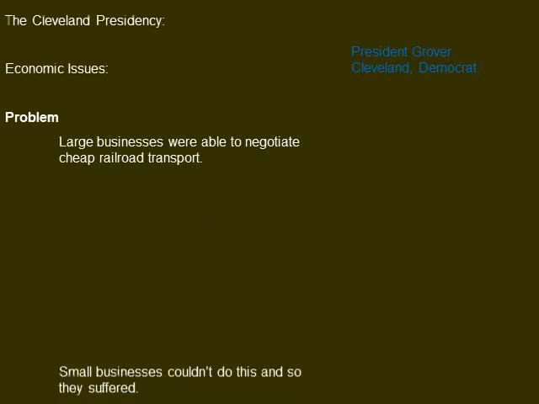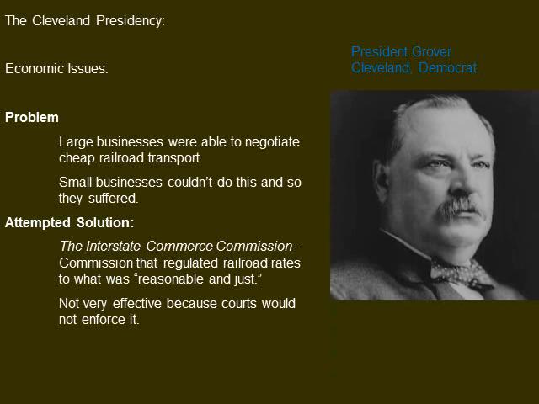When he's president, there are problems and attempted solutions. So he has an economic issue, the problem. Large businesses were able to negotiate cheap railroad transportation, but small businesses couldn't do this and suffered. This was one thing that people thought the government should try and solve. And the solution, the Interstate Commerce Commission, didn't really work.